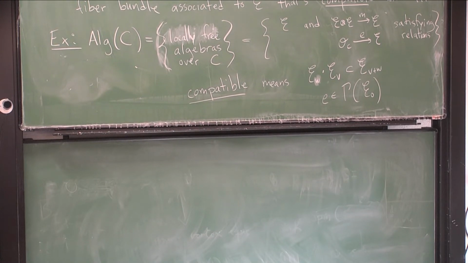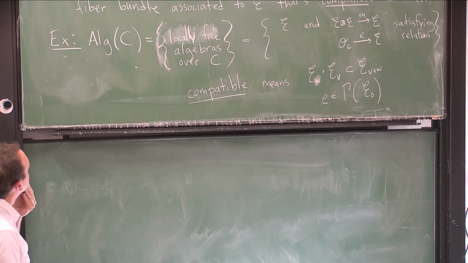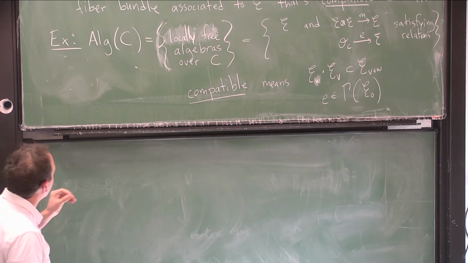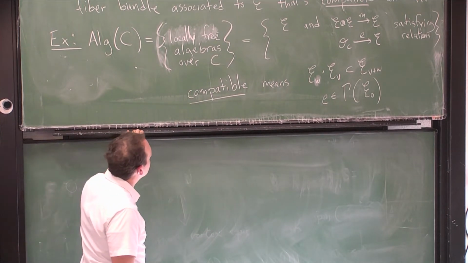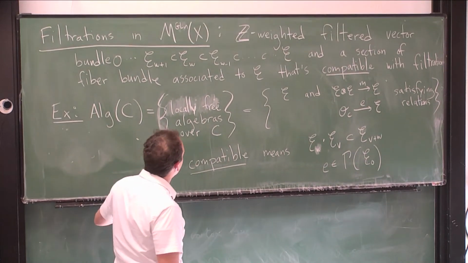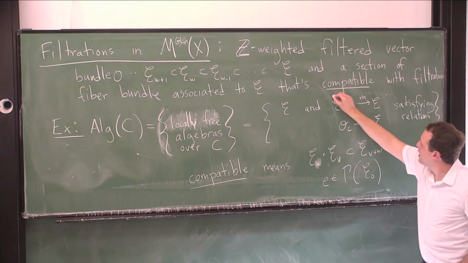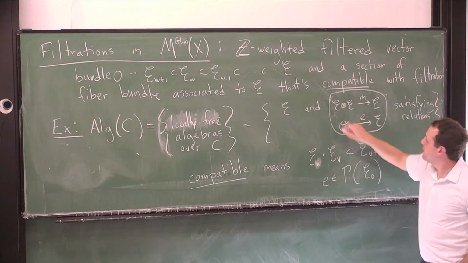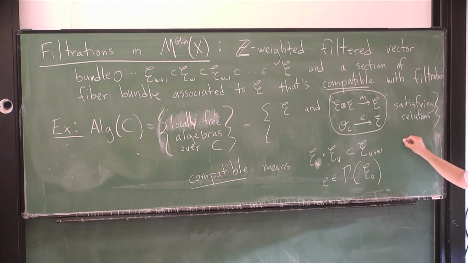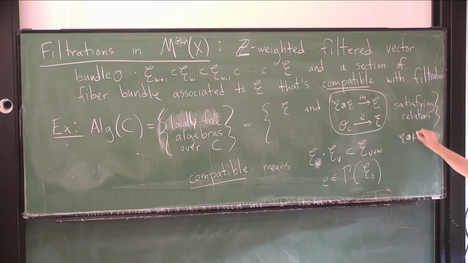I'm a bit confused about what you wrote. The filtrations in M_GLN is a section that's compatible with the filtration, but here you explain what the compatibility means for the map M and not for the section E. No, sorry. Compatibility is what it means for the filtration. The section of the associated bundle is this additional data. So I have a vector bundle, and this is a section of the associated bundle. The associated bundle was E plus Hom of E tensor E to E.